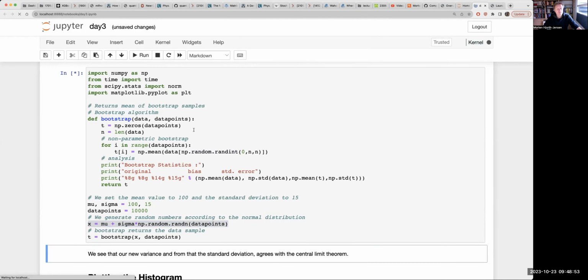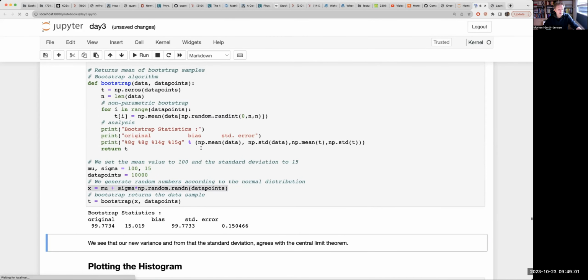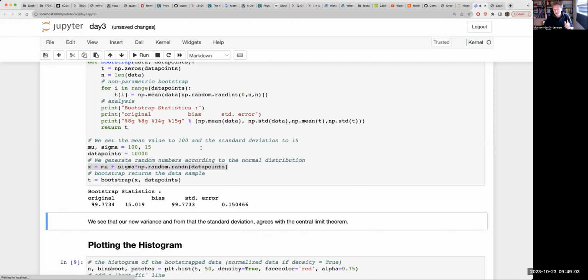If I run it now, what I'm going to get is something which should agree with the central limit theorem. And you see this is also something which takes time because I'm doing this 10,000 times. You see that my original mean squared error, since I only have 10,000 data points, I don't get 100. Keep that in mind. I put in 100 here, but if I were to move this to 100,000 or 1,000,000, I would get closer to 100. I don't get the exact sigma either, or standard deviation.